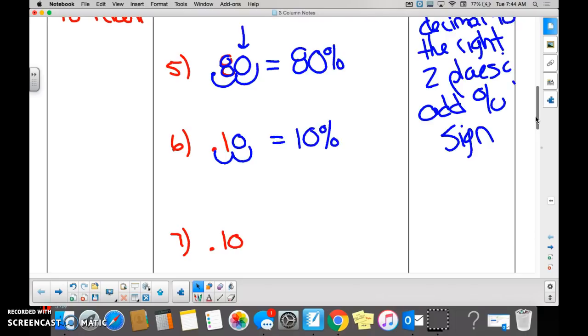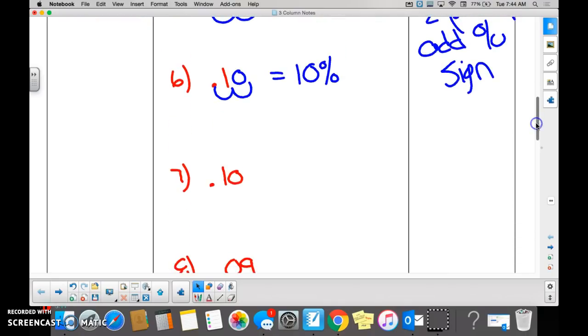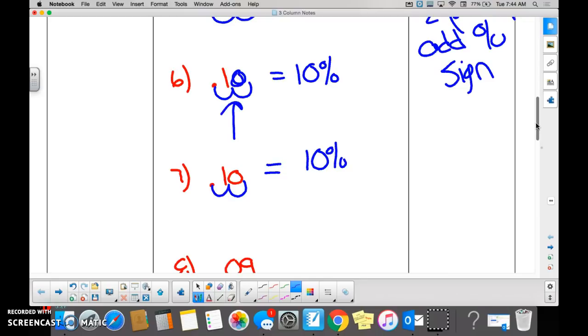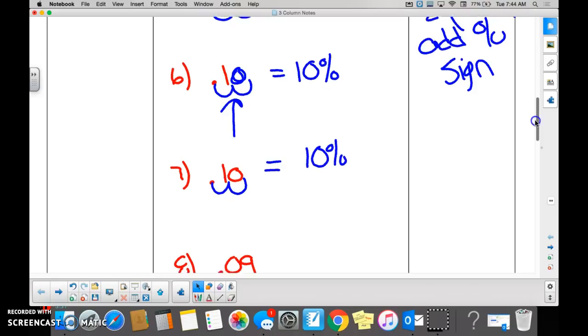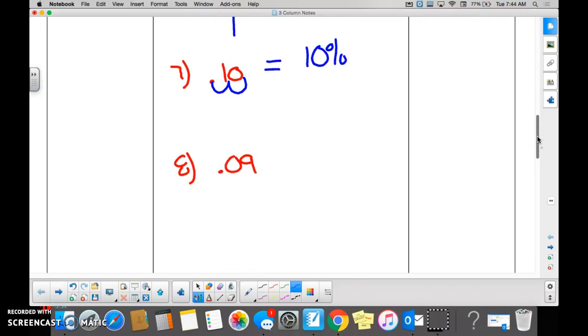Okay, number 7 is the exact same problem as 0.1, but this time I already have the 0 there. So we're going to move the decimal point 1, 2 places, and 0.10 is also 10%, because remember up here on number 6, 0.1, we can add as many zeros as we want after that. And then the trickiest one for most of us is number 8, 0.09. We're going to move the decimal point 1, 2 places to the right, and we now have 9%.